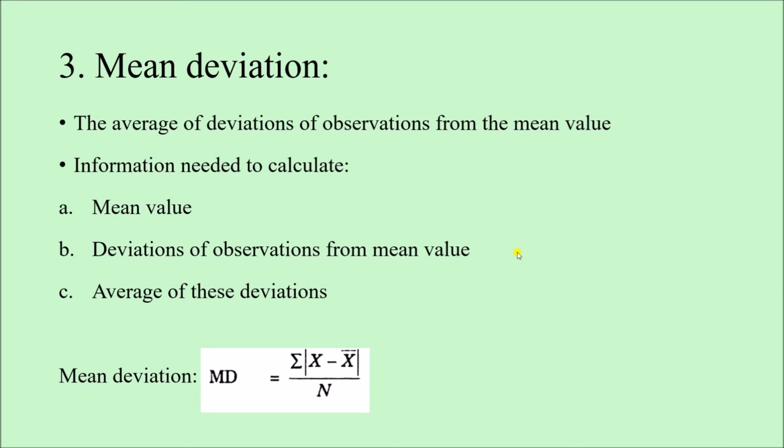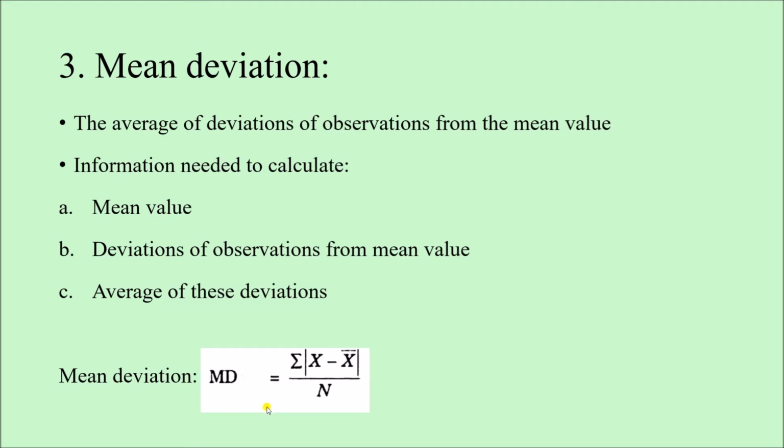But in this case, we shall ignore the signs. So it does not matter whether the observation values are smaller or larger than the mean value. We just have to know how much deviation they have from the mean value. So we are ignoring the signs. Then we have to add them up, and then we have to divide by the total number of observations.